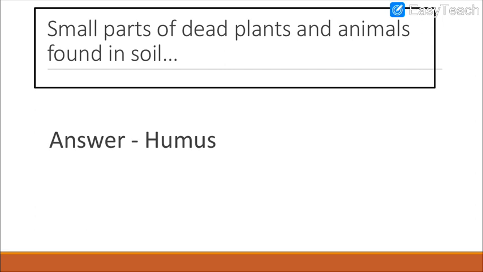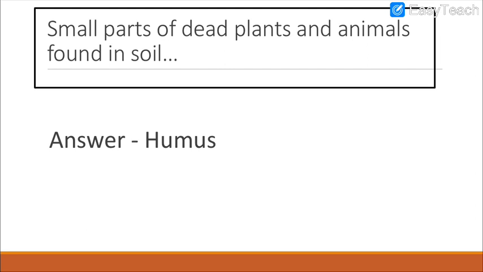Okay, let us move on to the next question. Let me read it out for you. Small parts of the dead plants and animals found in the soil. I repeat the question. Small parts of dead plants. Do you remember the dead leaves we did in Match the Following? And animals found in the soil. So it is called humus, right? It is called humus, the small parts of dead plants and animals which are found in the soil.